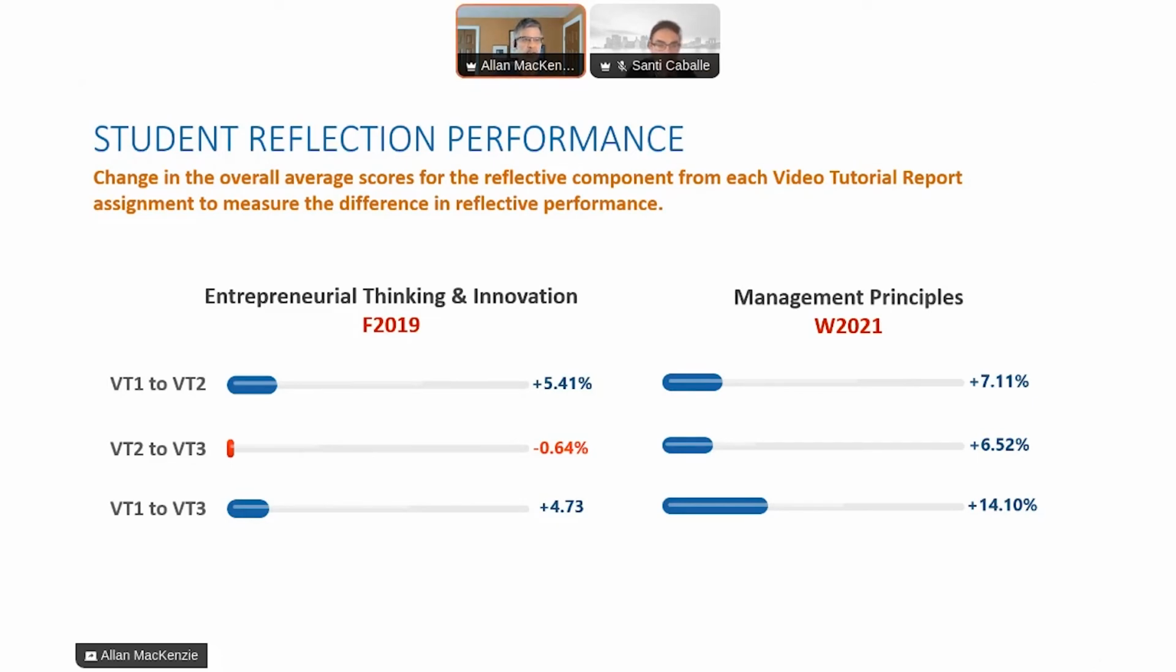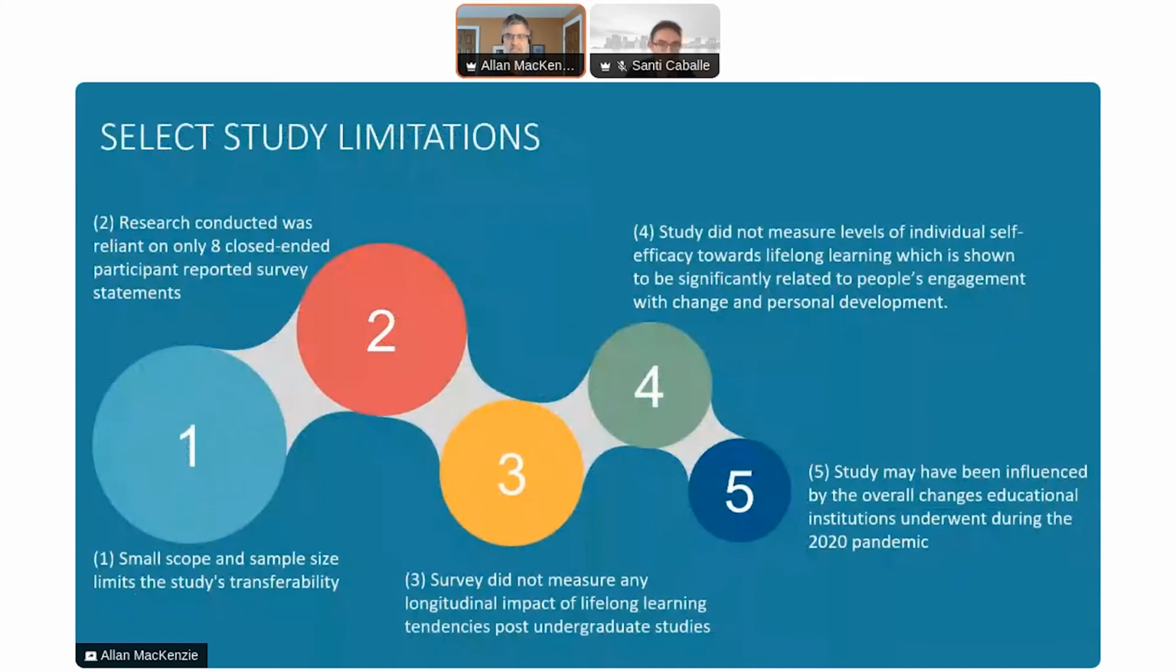And the last thing I want to do is share some of the limitations of my study. One was, of course, it was a small sample. It was reliant only on these 8 closed-ended questions. The survey didn't measure any longitudinal impact of lifelong learning. So certainly there's an opportunity there to continue the research.